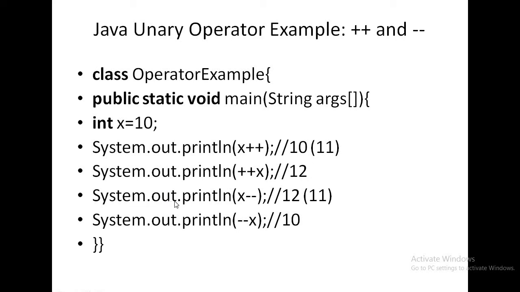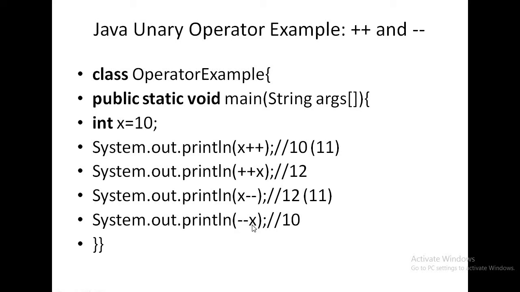After that, System.out.println x minus minus. This is post decrementation. Post decrementation means first the value is assigned. What is the current value? 12. So 12 is assigned and it is printed. After that, the value is decremented. The decremented value is 11.